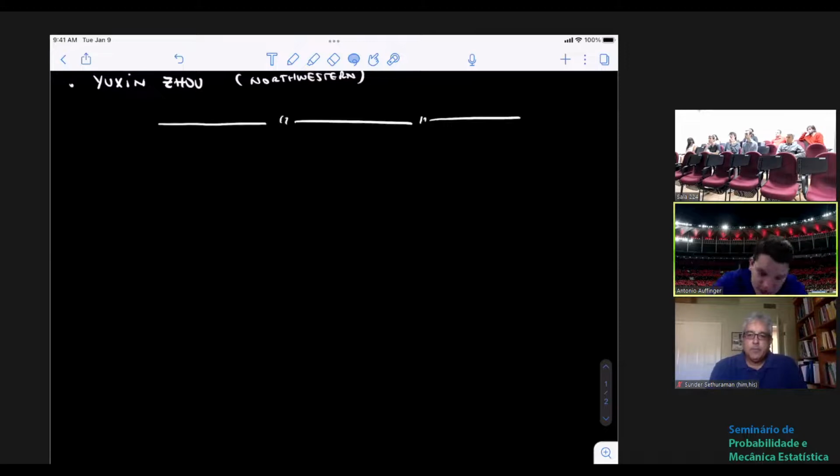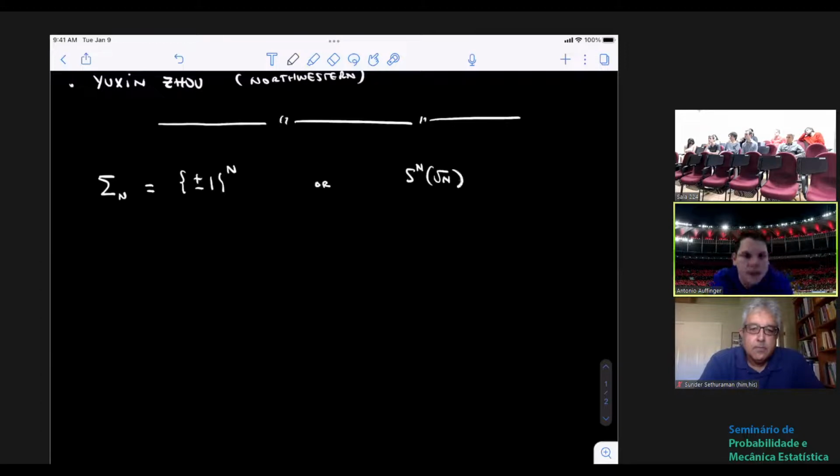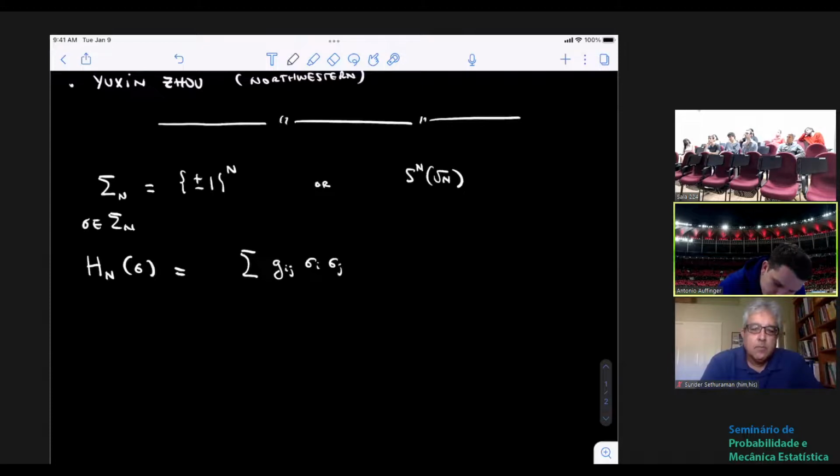So what do you want to understand? It's very simple. There will be two cases. I have my configuration space, Sigma_N, which will be either the spins, just plus or minus 1 to the n, or soon I'll take the n-dimensional sphere of radius square root of n. On this space I'll look at a function which is random. For sigma in my configuration space, this Hamiltonian will be just the sum of, let's take a first example, g_ij sigma_i sigma_j, where these g_ij's are IID standard Gaussians.